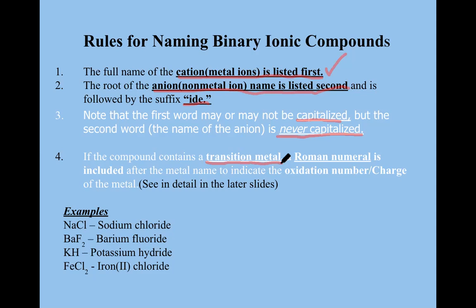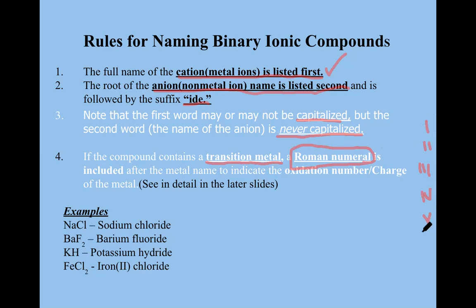So when transition elements come, how do I know what the oxidation state is? What is the charge of the transition metal? To make your job easy, when you write the name, you will always see a Roman numeral. You know the Roman numerals, right? Like 1, 2, 3, and 4. I'm sure you're familiar with the Roman numerals.